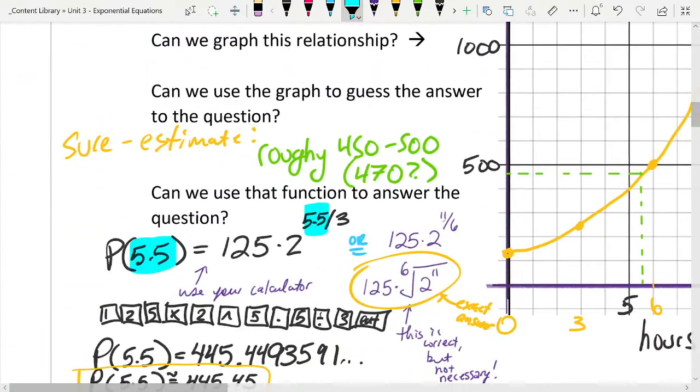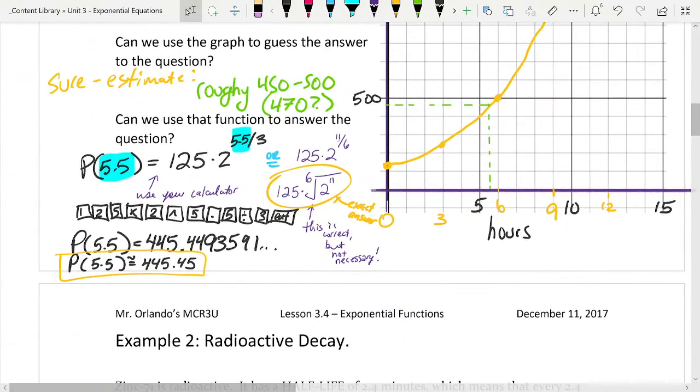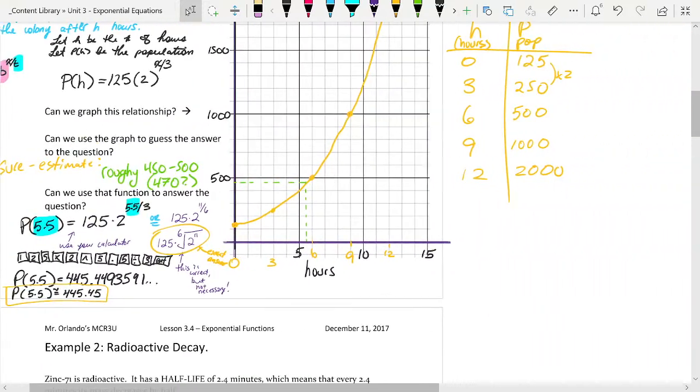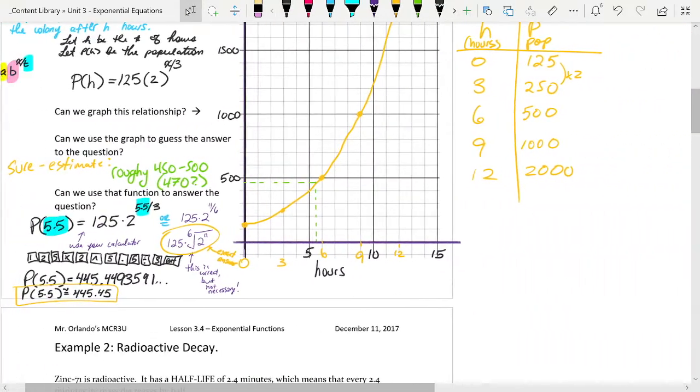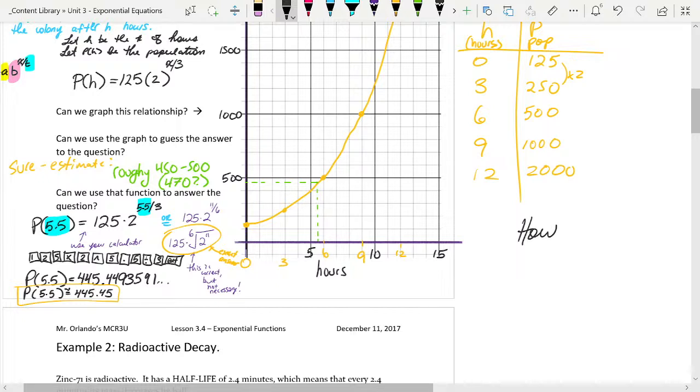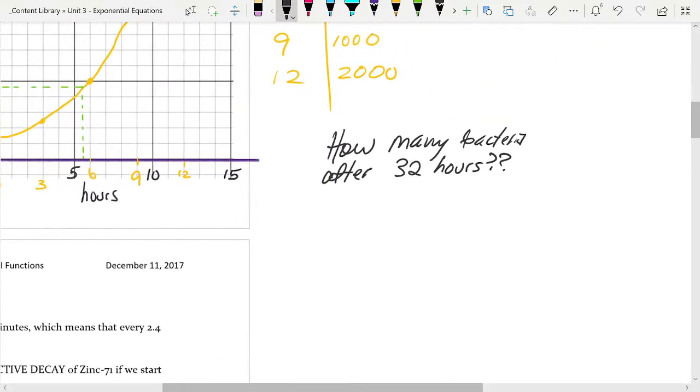And if I wanted to know how many bacteria there'd be after 30 hours, well, that'd be trivial. In fact, on a piece of scrap, let's just do that. How many bacteria after 32 hours? Just use the same equation.